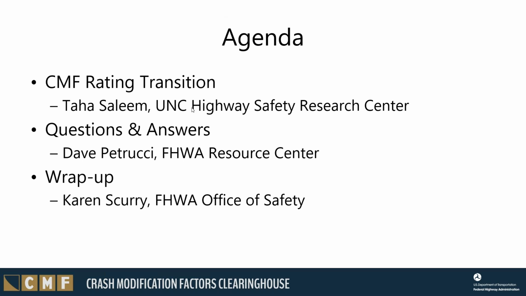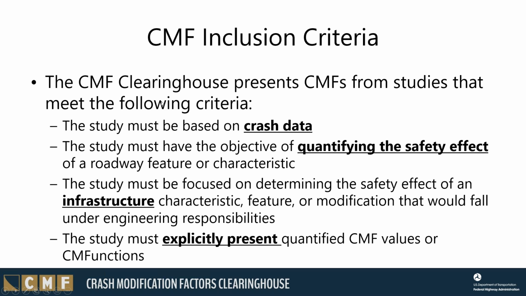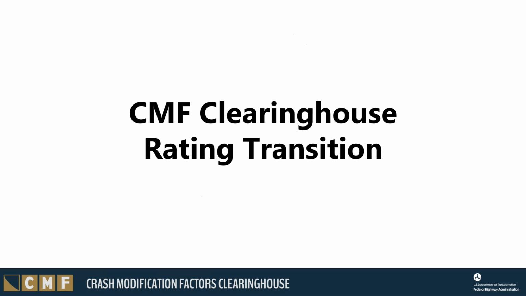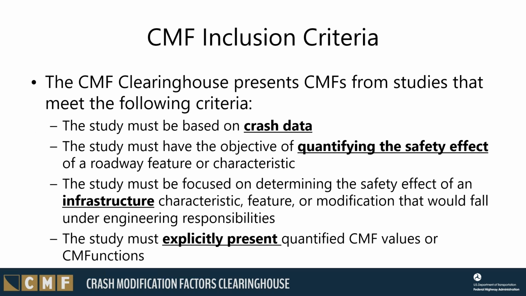So Karen, I have the next slide here for you then. Yep, you can go to the next one. Before I turn it over to Taha, I just want to quickly remind you of some of the basic requirements for a study to be considered for inclusion in the CMF Clearinghouse. To date, we have over 7,000 crash modification factors in the clearinghouse, and those CMFs come from, I believe, over 300 studies, many of which were likely produced from some of your research. For a study to be considered for review by the CMF Clearinghouse team for potential inclusion, it must meet these criteria.